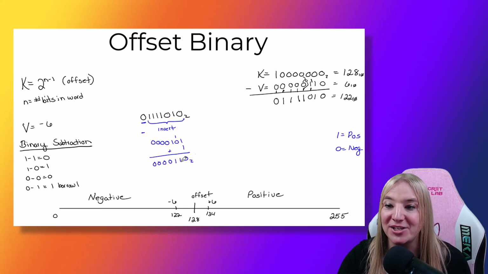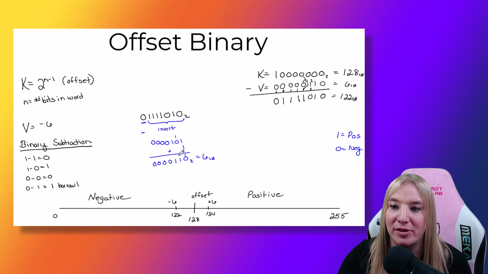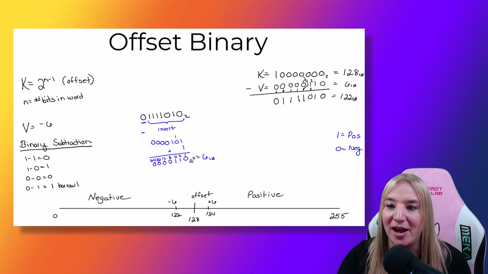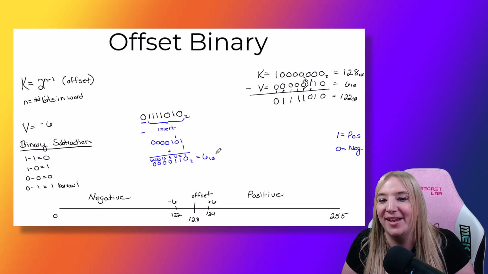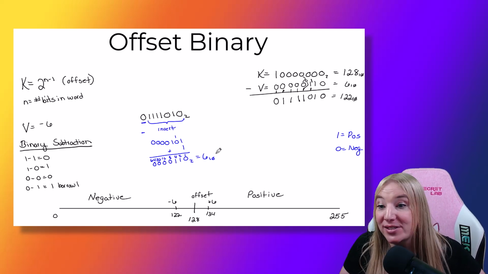And as you can see, this is 6 in base 10. If we put our scale over this, 1, 2, 4, 8, 16, 32, 64. Sorry, I know this is kind of hard to see probably. 4 plus 2 is 6. That's how we get that number. So pretty cool, right? That's the gist of offset binary.